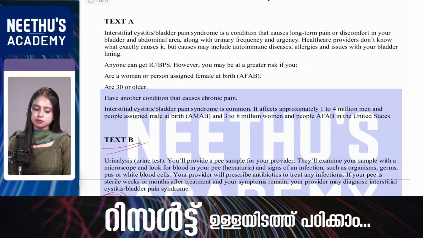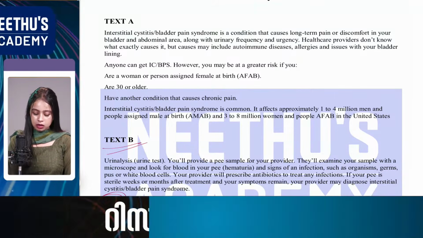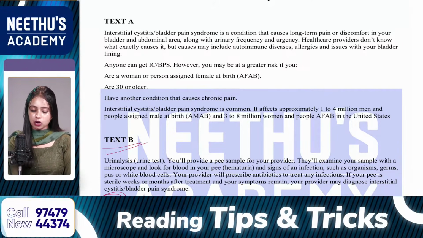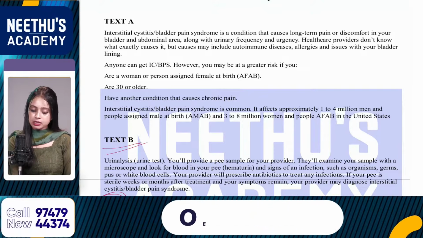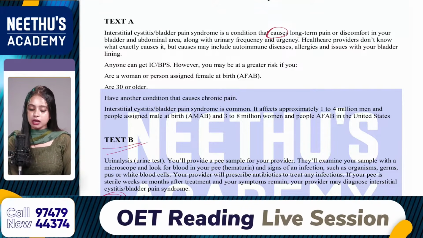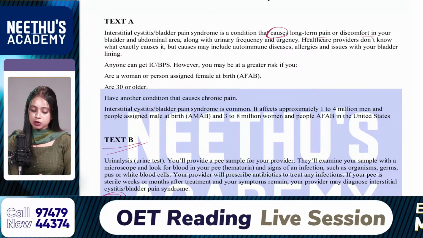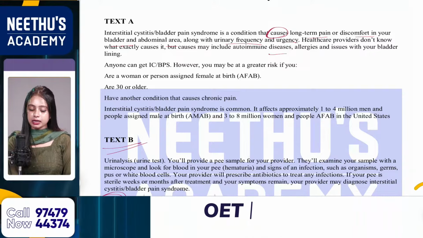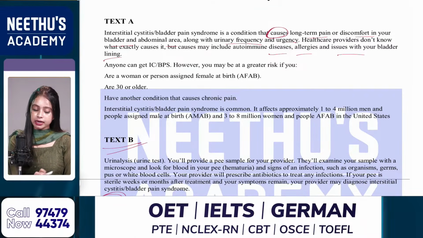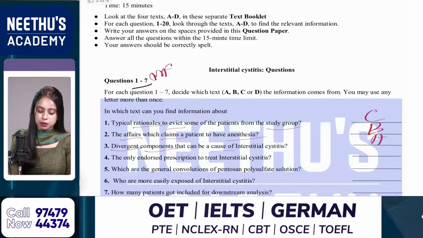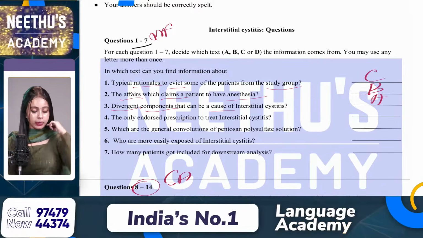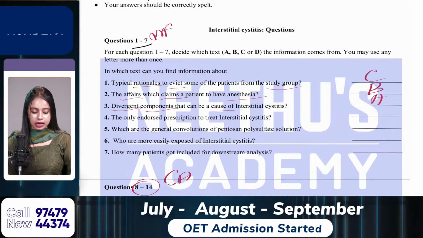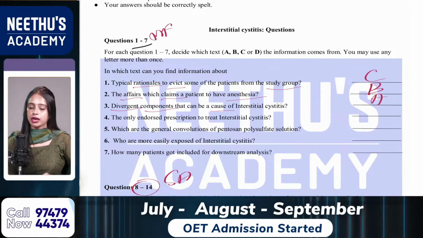So what are the factors? That is from the first paragraph. Interstitial cystitis is a condition that causes long-term pain or discomfort in your bladder and abdominal area, along with urinary frequency and urgency. Because of allergies, diseases, issues with your bladder lining, it can cause this. So the answer is from text A. Excellent. Okay, Ammu, Radin, Gina, Praise, Reba, Reshma, Sarala, Vidya, the answer is text A.